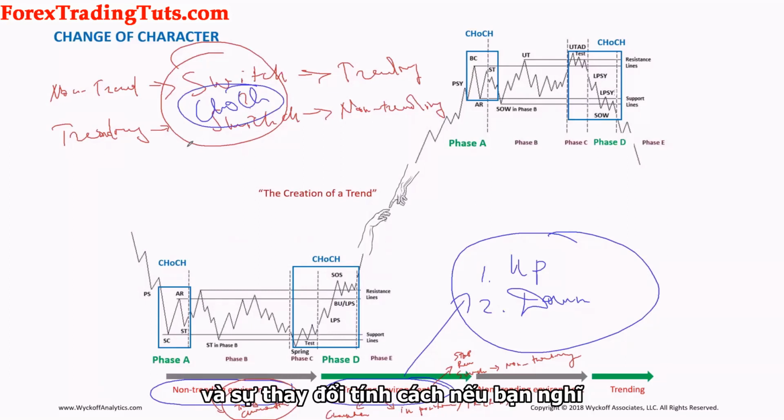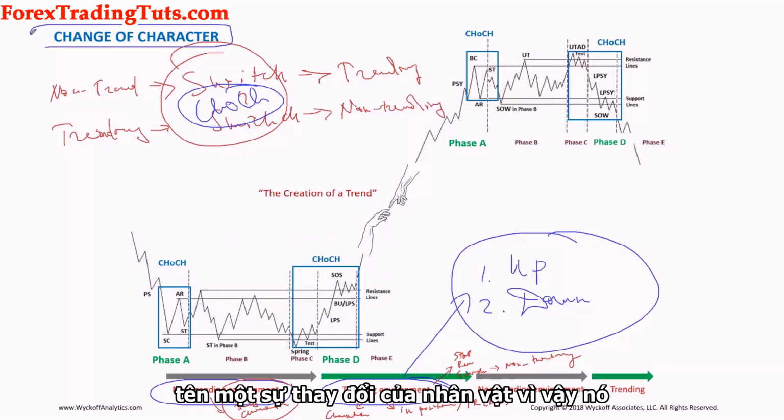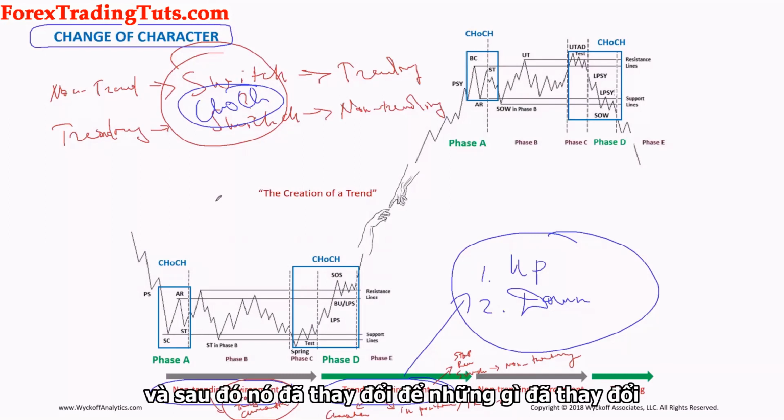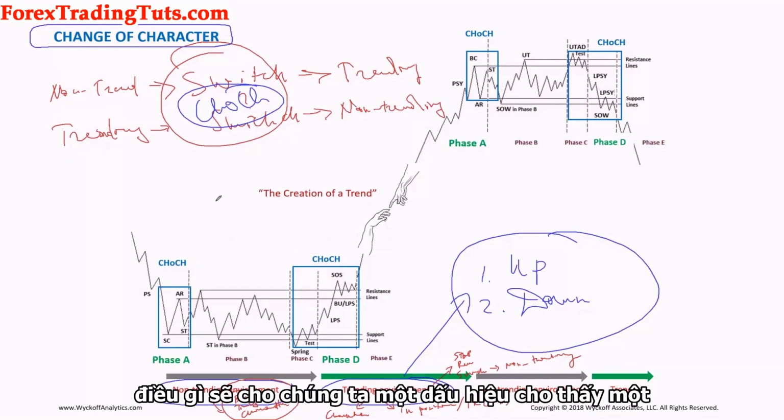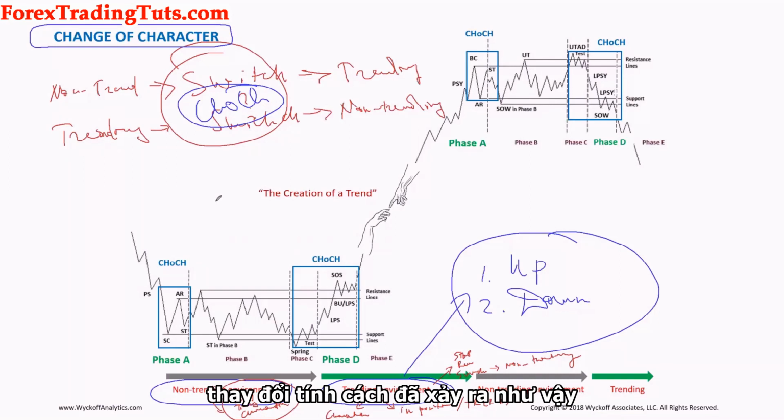And the change of character, if you think about the name, a change of character. So it seems that one environment had a specific character and then it changed. So what has changed? What would give us an indication that a change of character has happened? Obviously a change by itself, as the word assumes, means something is going to be happening in a different way than the way it happened before.